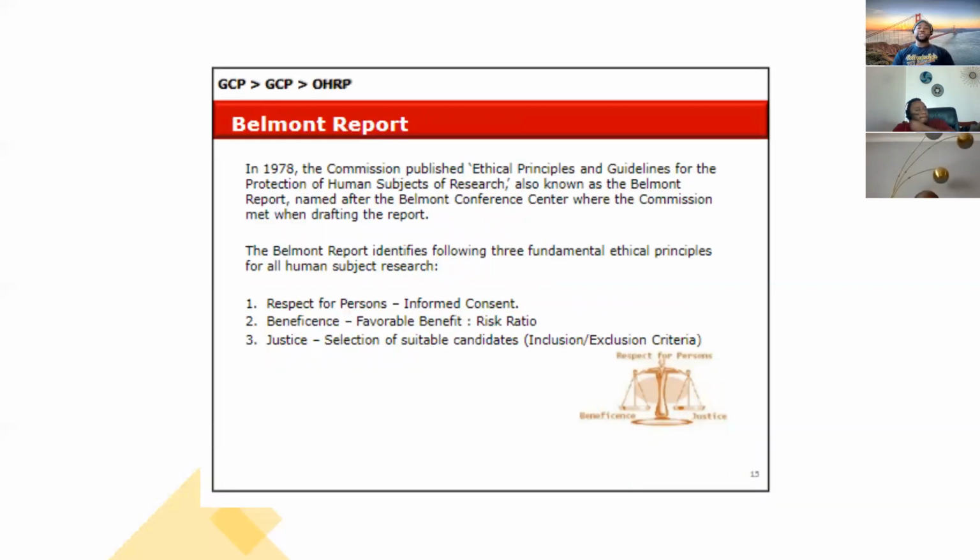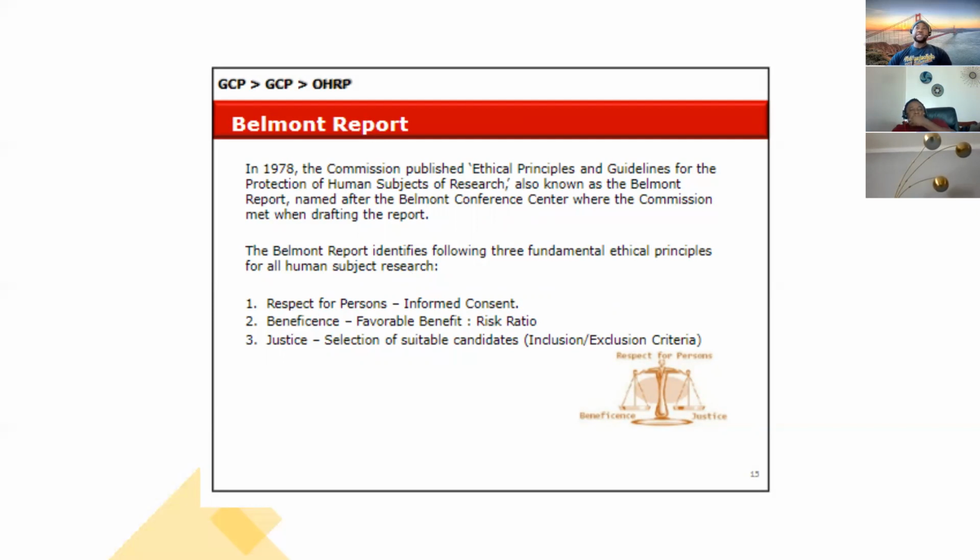The Belmont Report is part of what the Office for Human Research Protections indicates. In 1978, the Commission published the ethical principles and guidelines for the protection of human subjects of research, also known as the Belmont Report. If you want additional information about the Belmont Report, you can also look that up on YouTube.